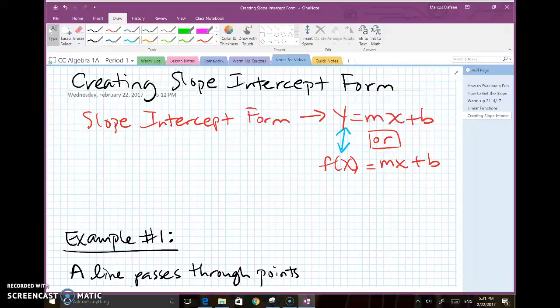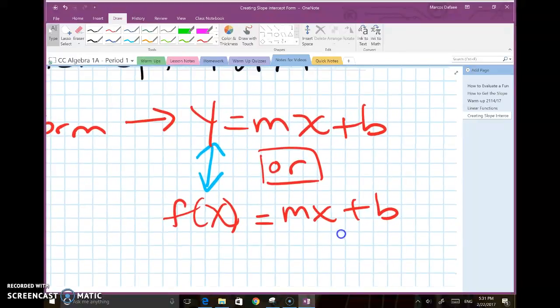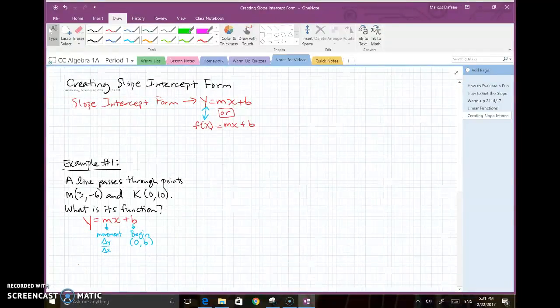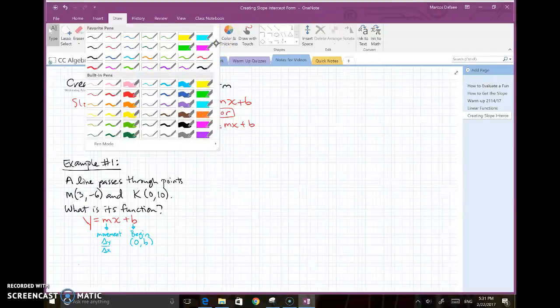I did create an alternate version of that, which really means the same thing. It just looks different at the beginning. F of x equals mx plus b is the same thing. Whoops, I erased my plus sign. The same thing as saying y equals mx plus b. So this y and this f of x really are the same thing. They both have to do with outputs. Okay.